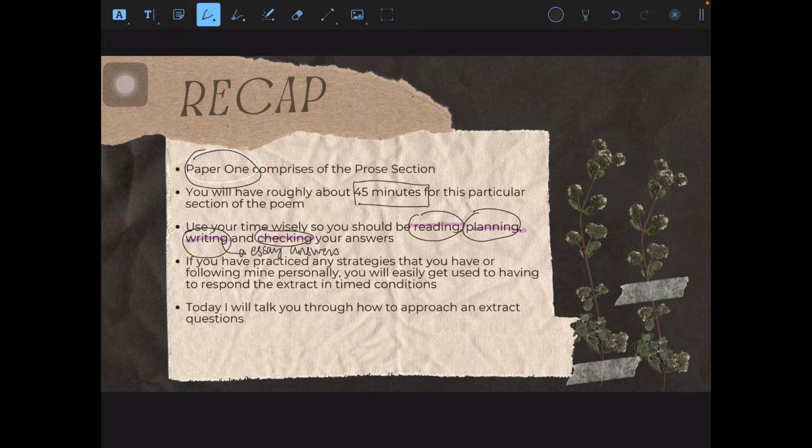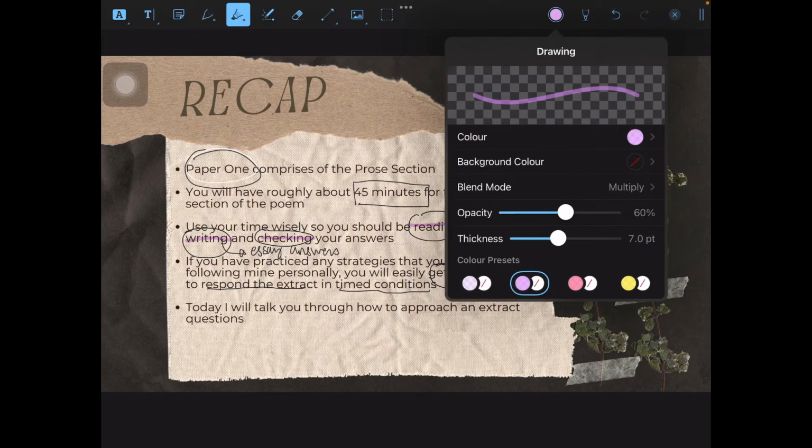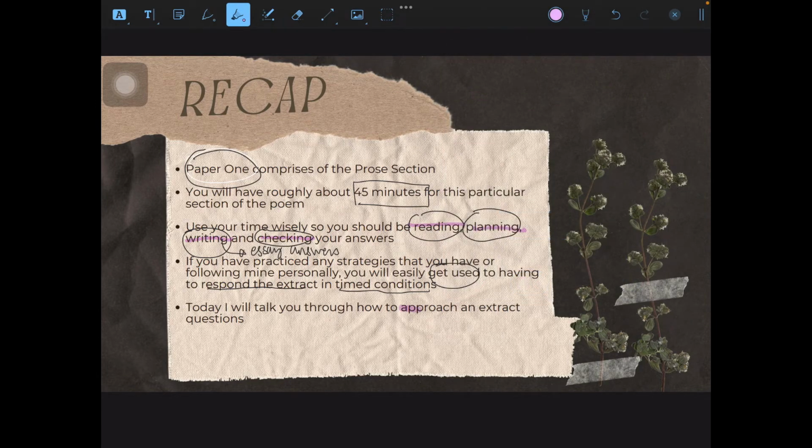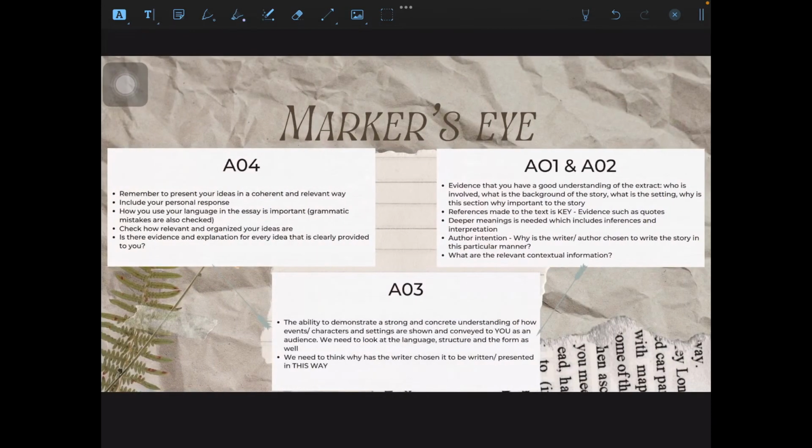If you've practiced all the strategies that you have, or if you're going to be following my strategy, which I'm going to mention in this video, make sure that you get used to the practice of responding to the extracts in timed conditions. Today we're going to talk you through how you can approach the extract questions in a more comprehensive manner. This is basically the marker's eye.